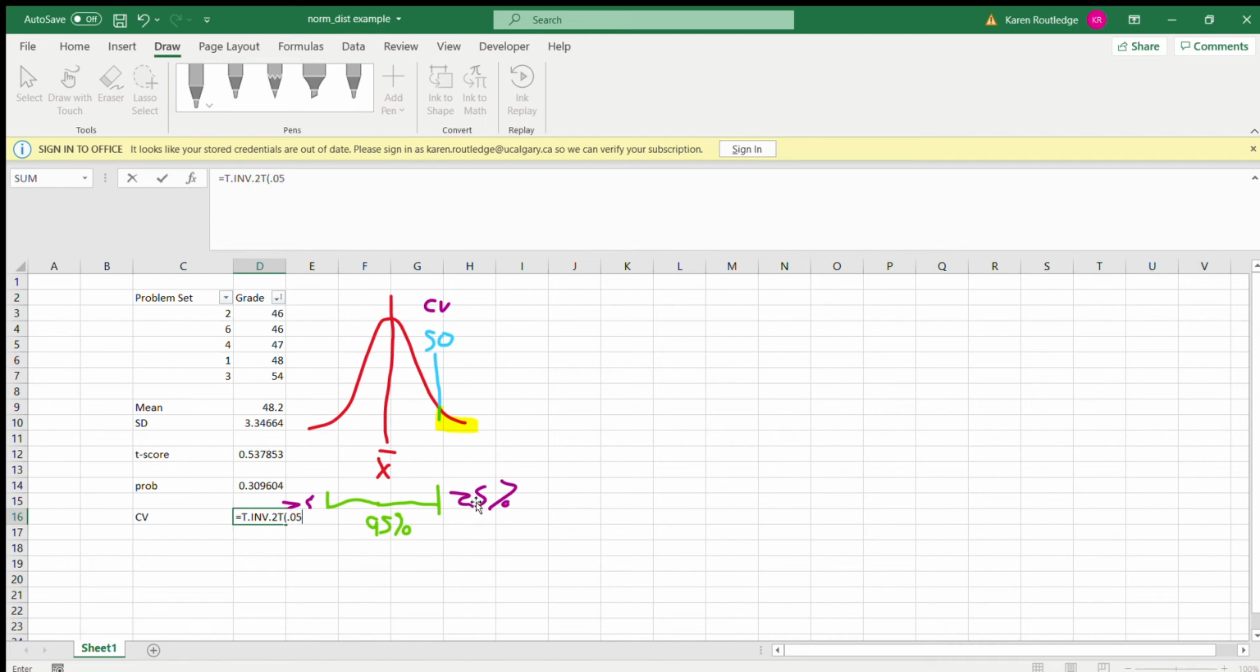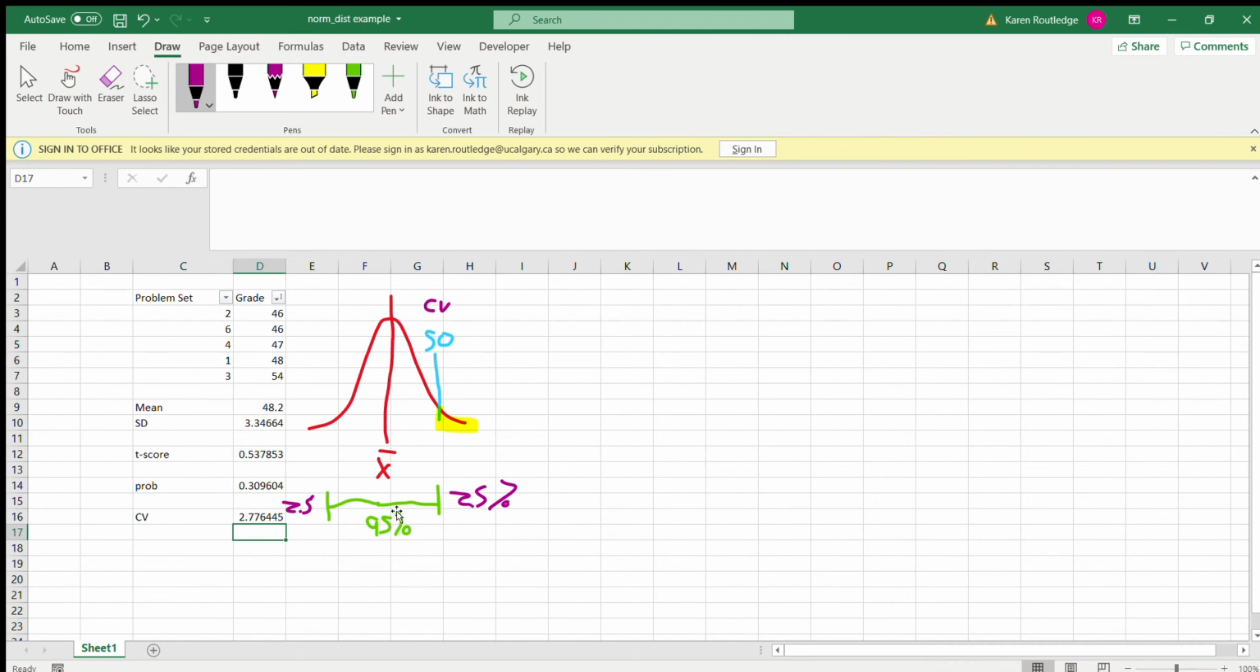Even though we want 2.5% on either side, we need to give it the whole probability, and that 2t means it will divide it in half for us. And the degrees of freedom is still number of data minus 1. So 5 data points minus 1 is 4.